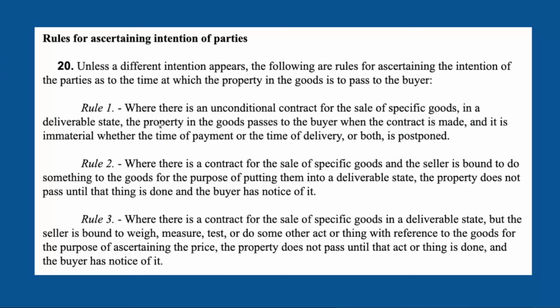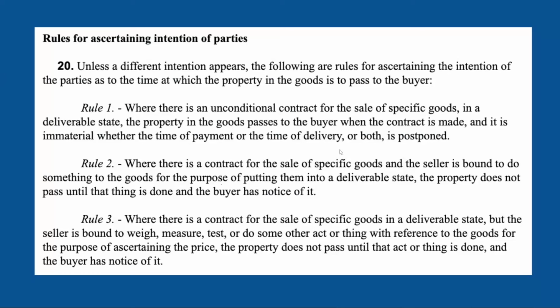Where there's an unconditional contract for the sale of specific goods in a deliverable state, the property in the goods passes to the buyer when the contract is made. So this rule says, okay, if the good exists already when the contract is made, the title transfers. Where the contract is for the sale of specific goods and the seller is bound to do something to the goods for the purpose of putting them in a deliverable state, the property does not pass until it's done and the buyer is notified.